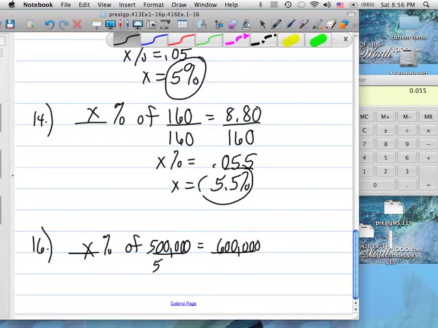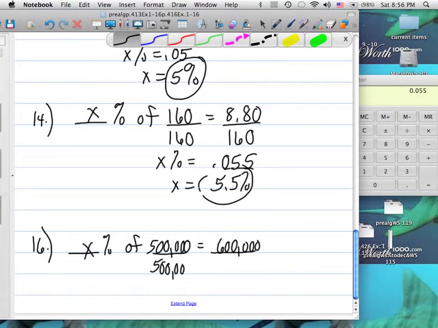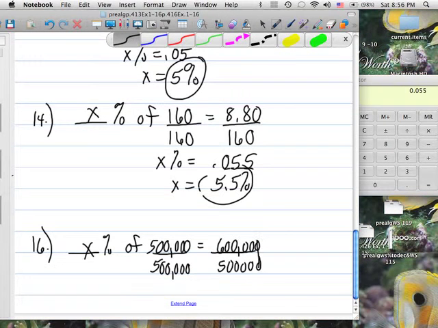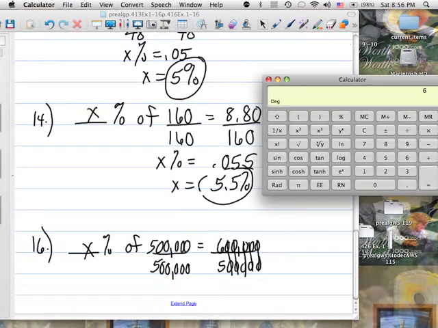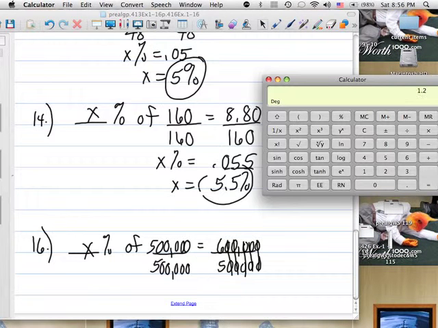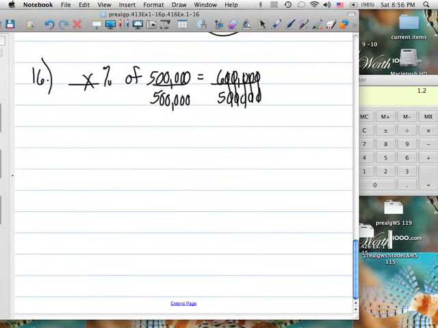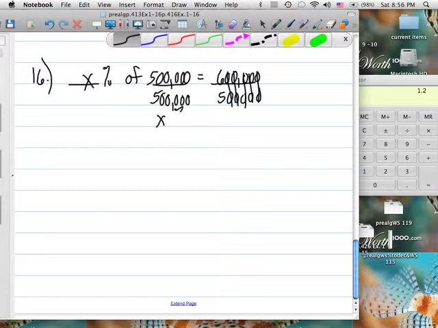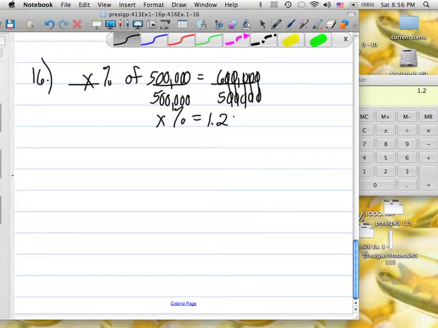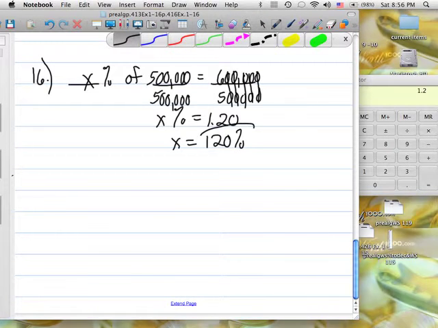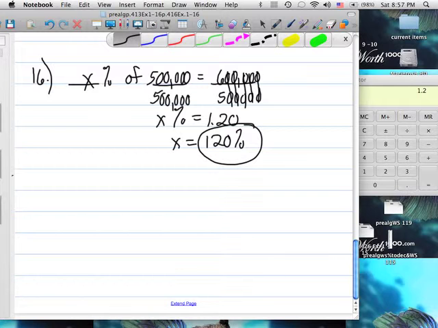So we're going to divide both sides by 500,000. And of course we can drop matching zeros. So it's going to be 6 divided by 5. And we get 1.2. So X percent equals 1.2. So X is 120%. Moving the decimal 2 to the right.